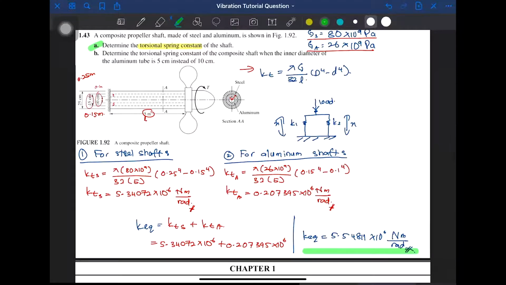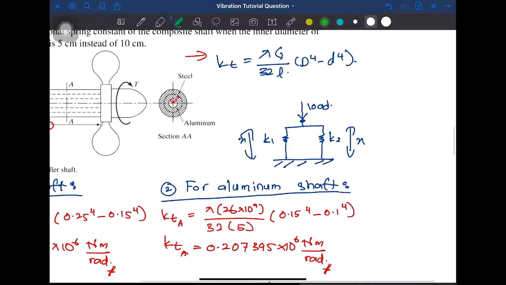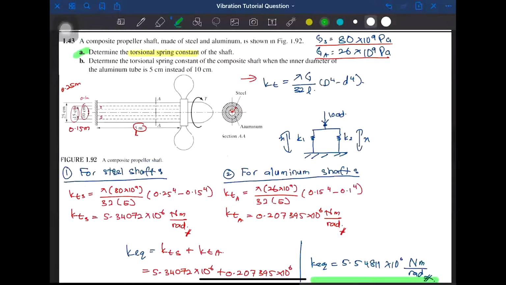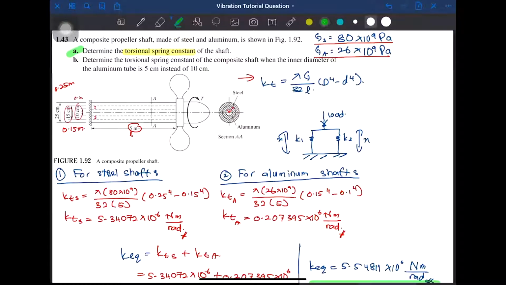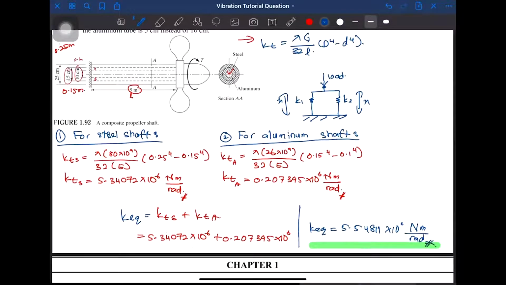Now let's try and find B. For B, the question asks you to determine the torsional spring constant of the composite shaft if the inner diameter of the aluminium tube is 5 cm instead of 10. A very basic, very simple question. What do you have to do if they change the inner diameter, the small diameter of aluminium from 10 cm to 5 cm?